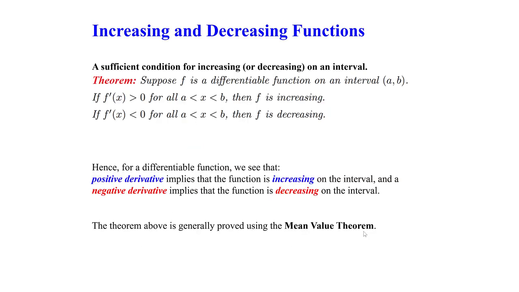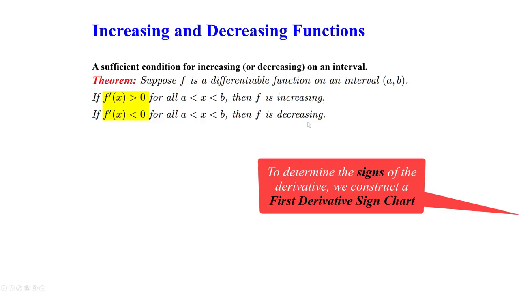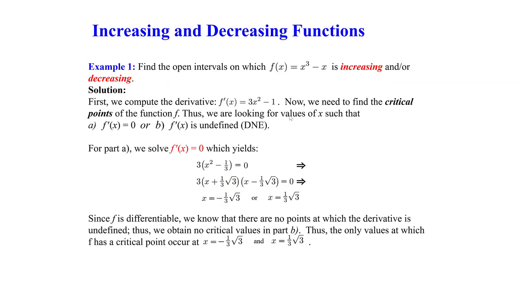Let's reflect. Let's try to use this theorem. So let's take the derivative. If we can find out the signs of the derivative, it will tell us where the function is increasing and or decreasing, provided the function is differentiable. So first, let's take the derivative. The derivative of x cubed is 3x squared. The derivative of x is 1. So therefore, the derivative of x cubed minus x is 3x squared minus 1.